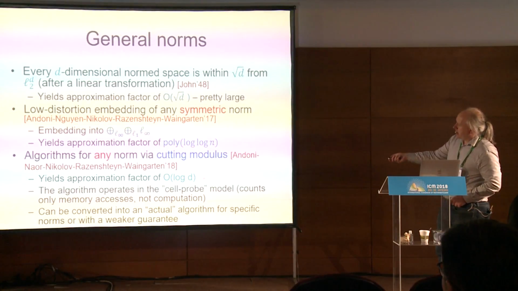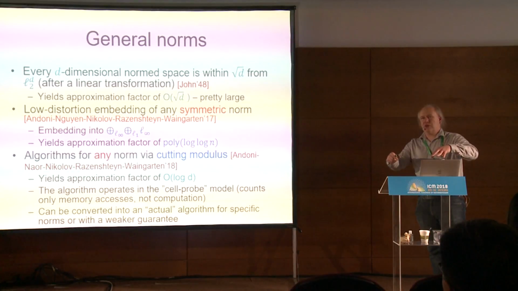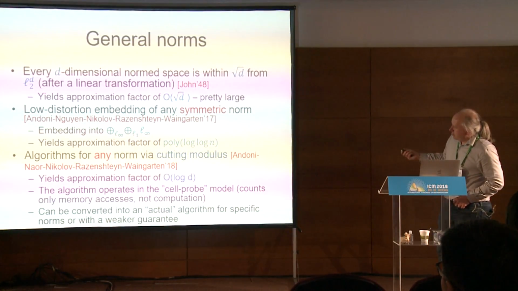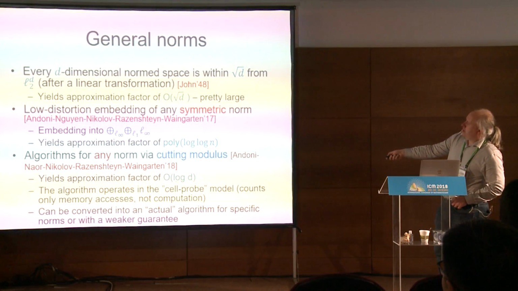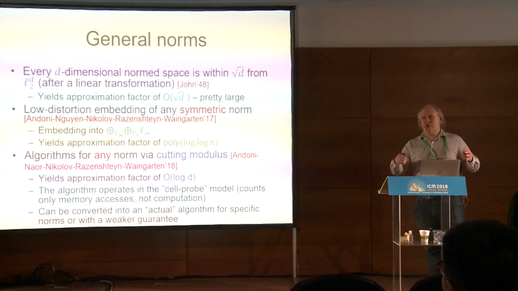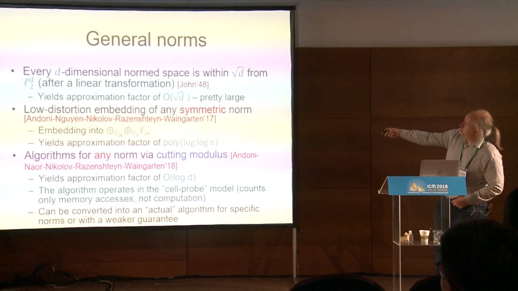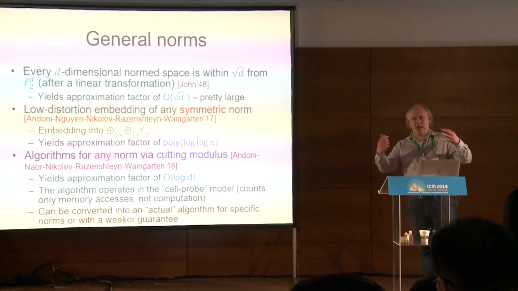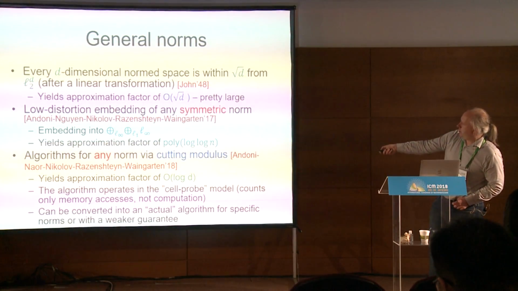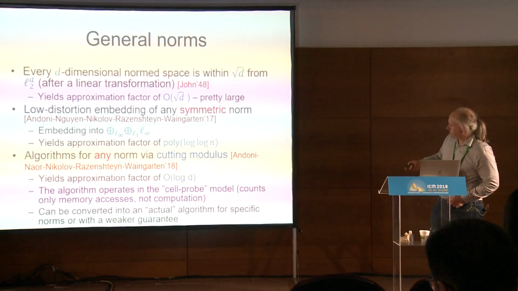But the good news is that it can be converted into an actual algorithm if you focus on specific norms like Lp. Alternatively, you can get an actual algorithm for any norm with a somewhat worse approximation factor. So instead of log d, you have something like 2 to the square root of log d, or something like that. Which is still much better than what was previously known. And the 2 to the square root of log d is a result which is yet unpublished. This paper here is very recent, it was just presented at the STOC conference a few weeks ago.